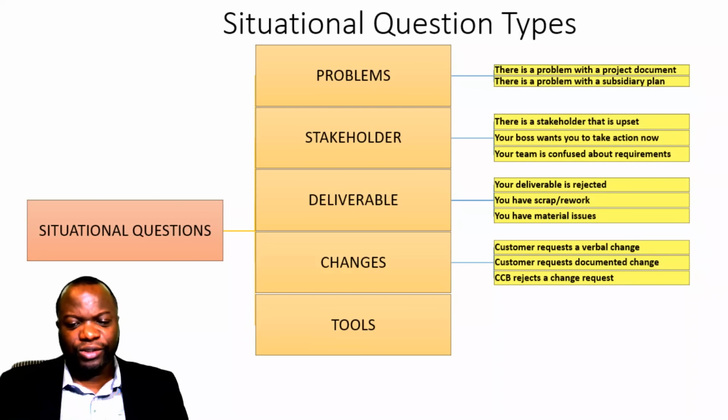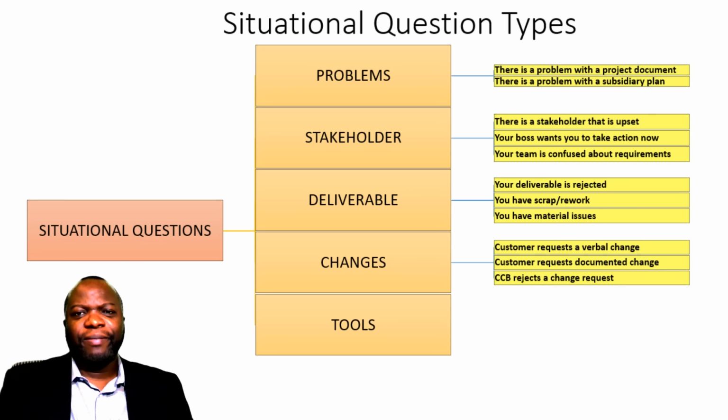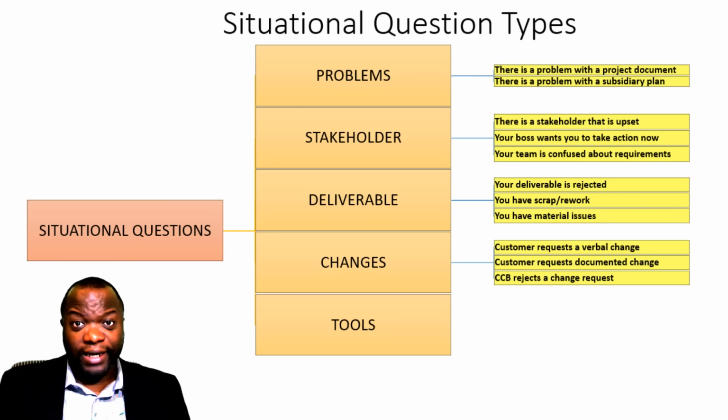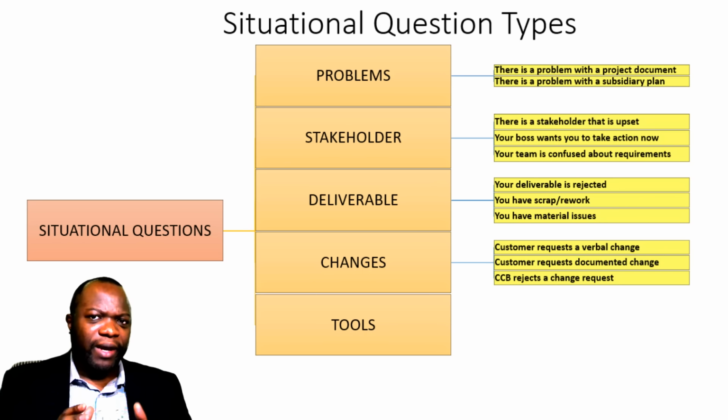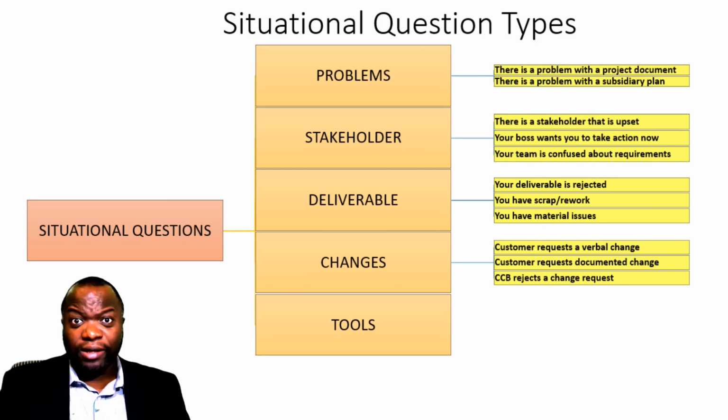What's the best thing to do the moment it's rejected? You could also get situational questions about tools. Hey, let me make it as plain as day for everyone. On the exam, you could get situational questions about inputs, tools and techniques, and outputs. And that summarizes the gamut of the PMBOK guide. So in other words, PMI question writers, sneaky lot, they could take anything in the PMBOK guide and create a situational question out of it.